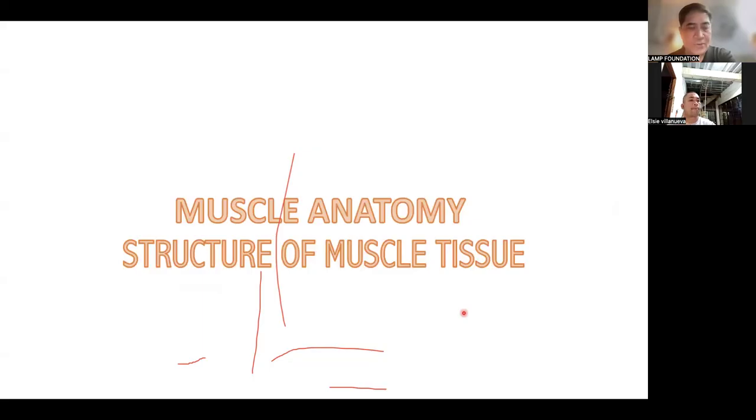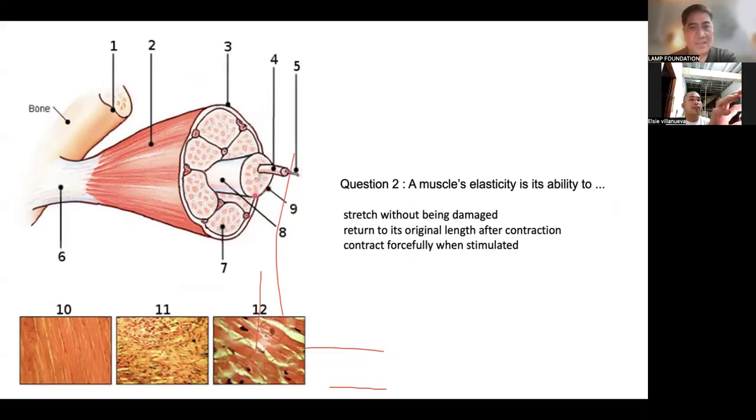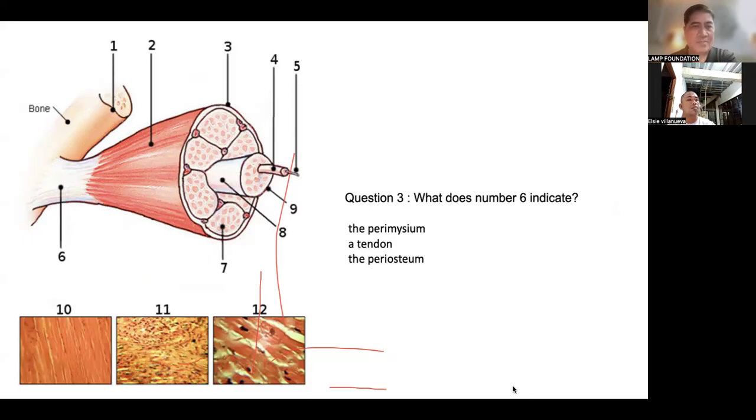Okay, let's now go to muscle anatomy, the structure of muscle tissue. Number 9 is perimysium. A muscle's elasticity is its ability to return to its original length after contraction. What does number 6 indicate? Tendon. Tendon, number 6.